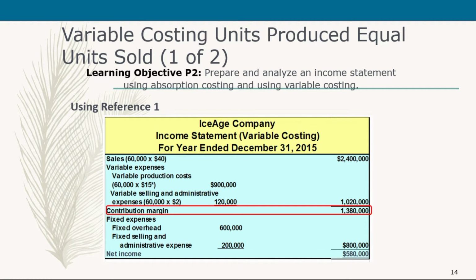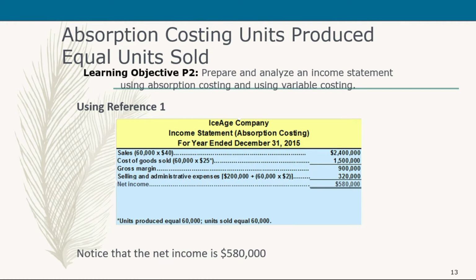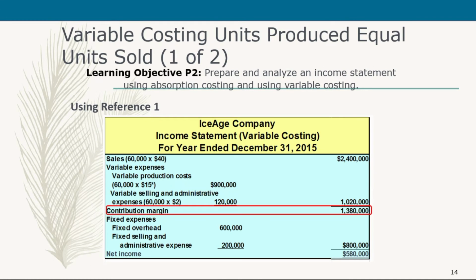Okay. Now under your variable costing, we still begin with your sales amount, right? So it's your 60,000 units that you sold multiplied by your selling price of $40 per unit. It will give us a sales value of 2.4 million, just like the sales under absorption costing. The difference is that under variable costing, instead of deducting your cost of goods sold as under absorption costing, we will deduct your variable expenses, and your variable expenses include your variable production cost and also your variable selling and administrative expenses.